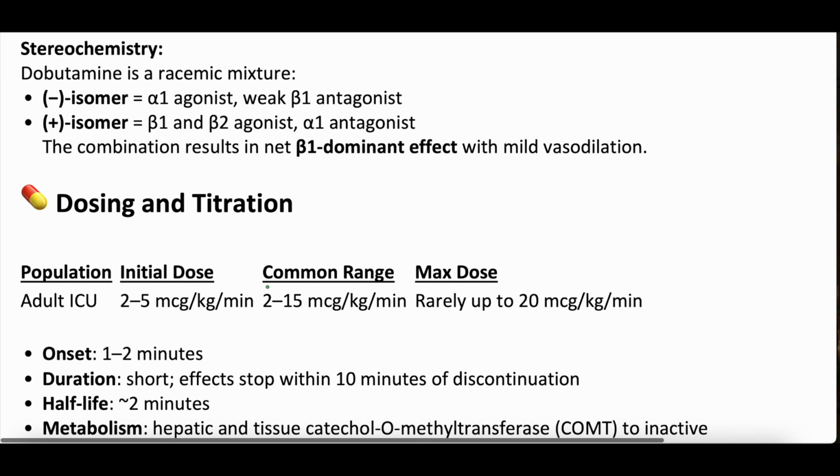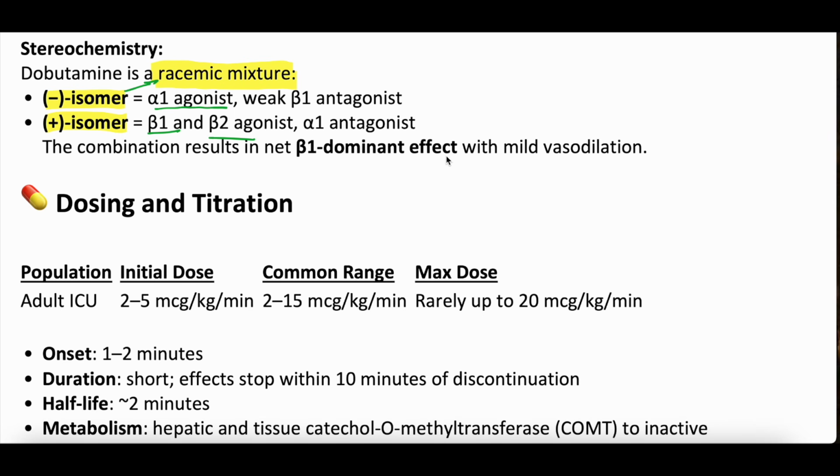Stereochemistry is not that important unless you really want to go down the rabbit hole, but dobutamine is actually a racemic mixture. Racemic mixtures are outside the content of this video, but there's a negative and positive isomer. That's the racemic mixture. It's a mix of those two. And depending on the isomer, there are different potencies of effects on different receptors. So the positive isomer primarily affects beta-1 and beta-2 receptors, and the negative isomer primarily affects alpha-1 receptors.